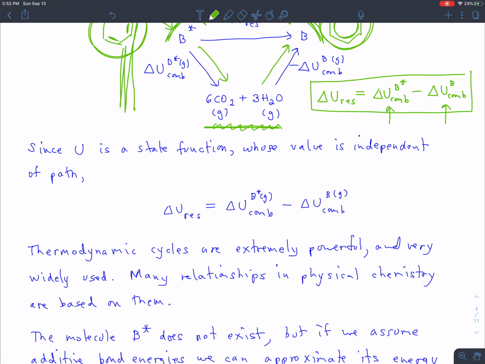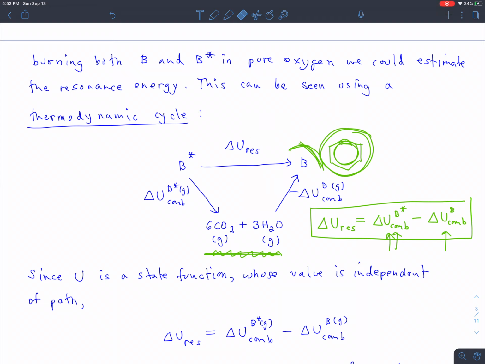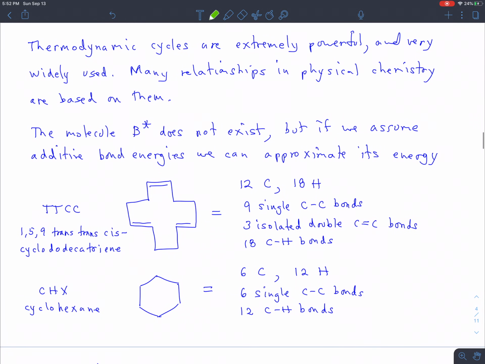The problem is, of course, that B star doesn't exist, and so what do we do about that? There is no B star molecule for us to burn. We have to make some kind of further approximation in order to figure out or burn something that's equivalent to this B star. And the way that's done is we make the approximation that the total energy change is equal to the sum of localized bond energies.